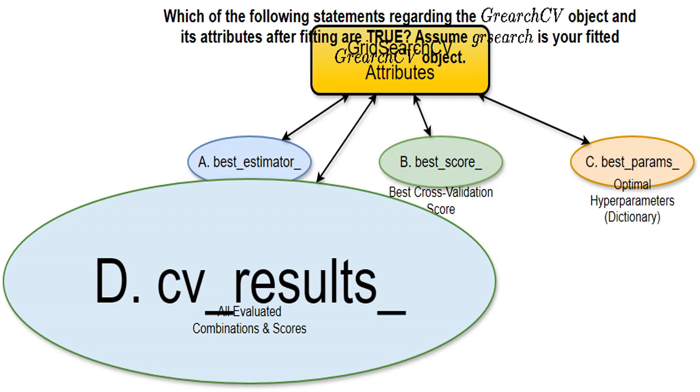This is the core quiz question. It asks you to identify which statements are true about the attributes of a fitted GridSearchCV object after using it to find the best hyperparameters for a support vector machine, SVM, classifier. The question focuses on understanding the meaning and use of specific attributes of the GridSearchCV object, such as "best_estimator_", "best_score_", "best_params_", and "cv_results_".